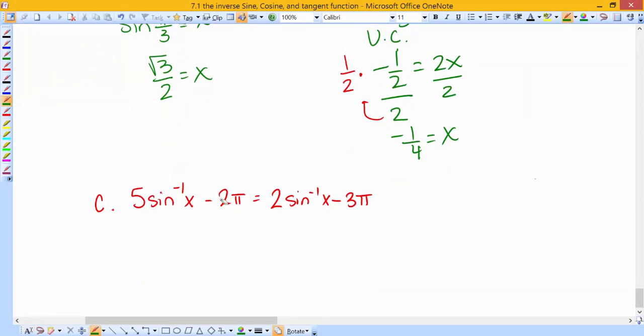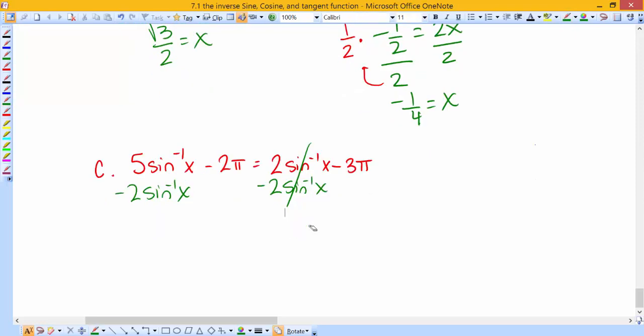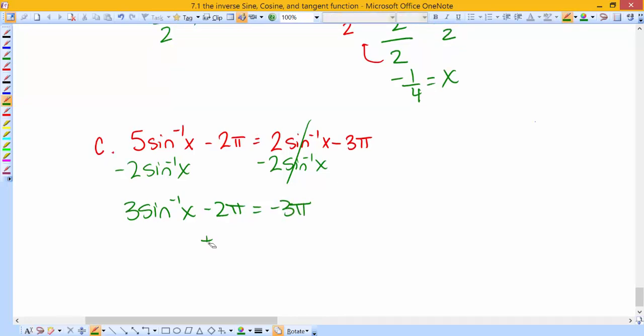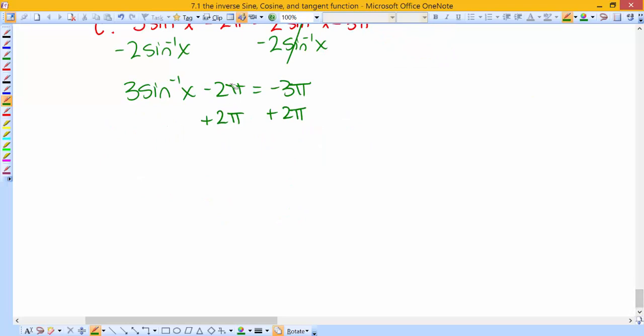Here looks tricky, but it's actually not. I just need to combine like terms. So I have a sine inverse x and a sine inverse x. I'm going to subtract the smallest one. So I'm going to subtract 2 sine inverse of x. So it cancels here. And I am left with 3 sine inverse of x minus 2 pi equals negative 3 pi. Now I'm going to put the pi's together. So I'm going to add 2 pi. Cancels. 3 sine inverse of x equals negative 3 plus 2 is negative pi.